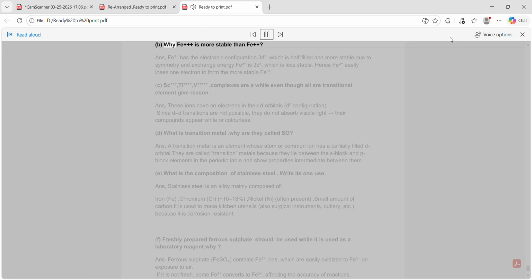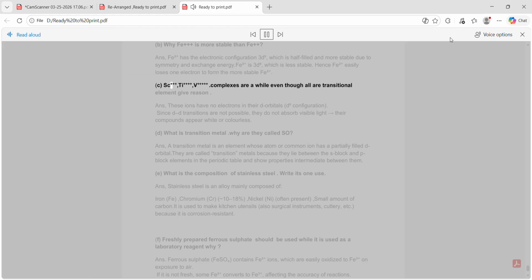B. Why is Fe3+ more stable than Fe2+? Answer: Fe3+ has the electronic configuration 3d5, which is half-filled and more stable due to symmetry and exchange energy. Fe2+ is 3d6, which is less stable. Hence, Fe2+ easily loses one electron to form the more stable Fe3+.